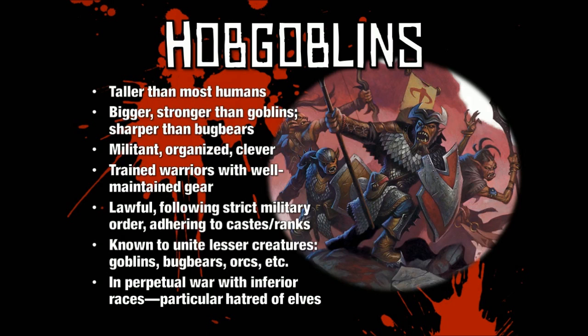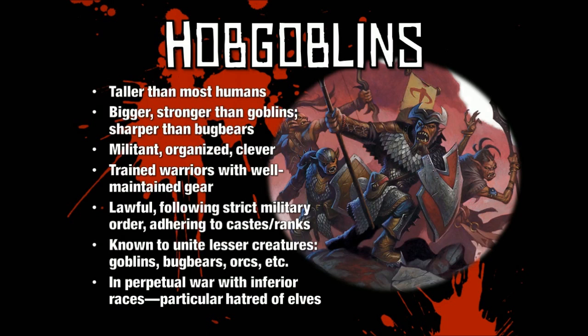Where goblins are neutral evil, hobgoblins are lawful evil. They're militant, organized, and very, very smart. Typically, they're actually trained warriors. They have martial training, and they keep their gear very well maintained. Whereas goblins are sort of scavengers that use whatever they can find. Hobgoblins are well outfitted. They typically have very nice weapons and armor.